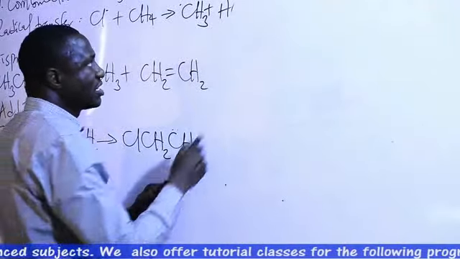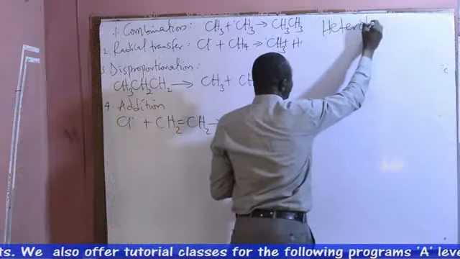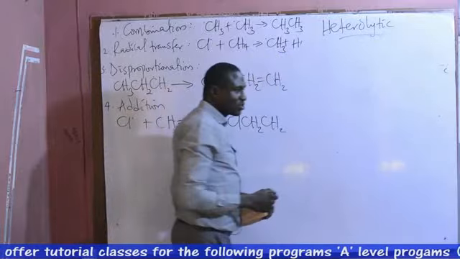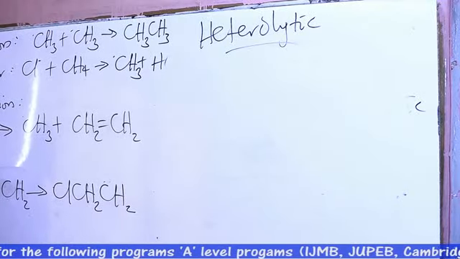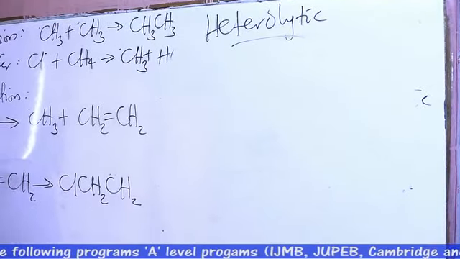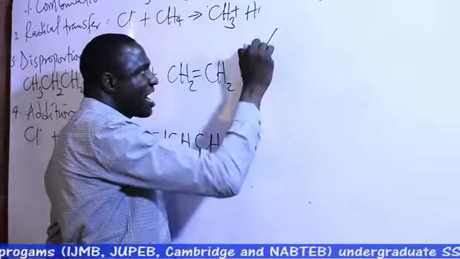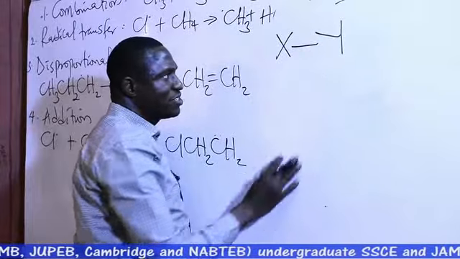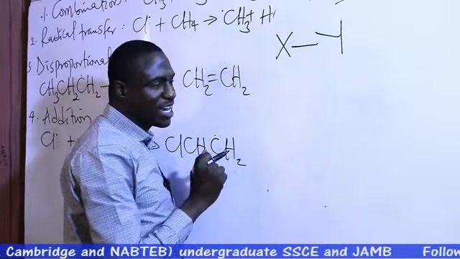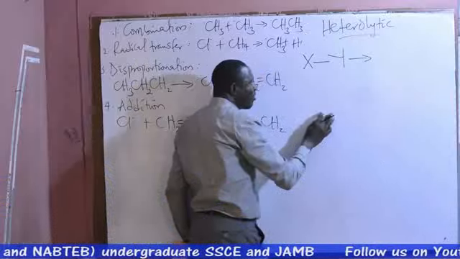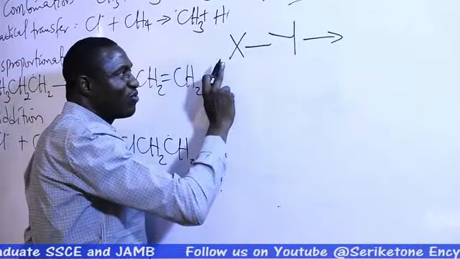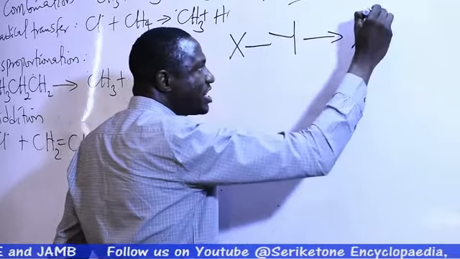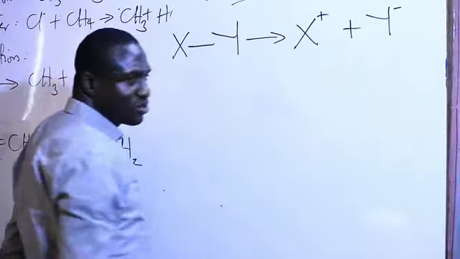Heterolytic cleavage is the breaking of a bond between two atoms or groups of atoms of different electronegativity values, resulting in the formation of ions of opposite charges. That is, positively charged ions and negatively charged ions. Take for instance, if you have atom X combined with Y, assuming Y is more electronegative than X, all the bonding electrons will be attracted towards Y, away from X. So X will be deficient of electrons, while Y will be electron rich.